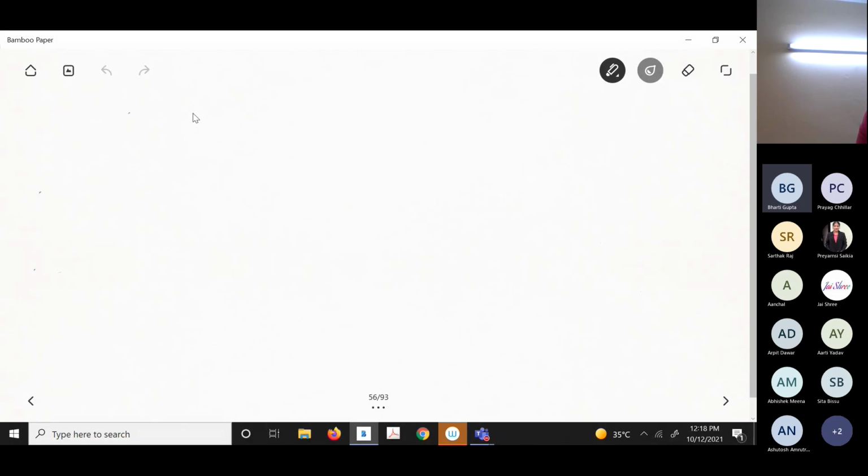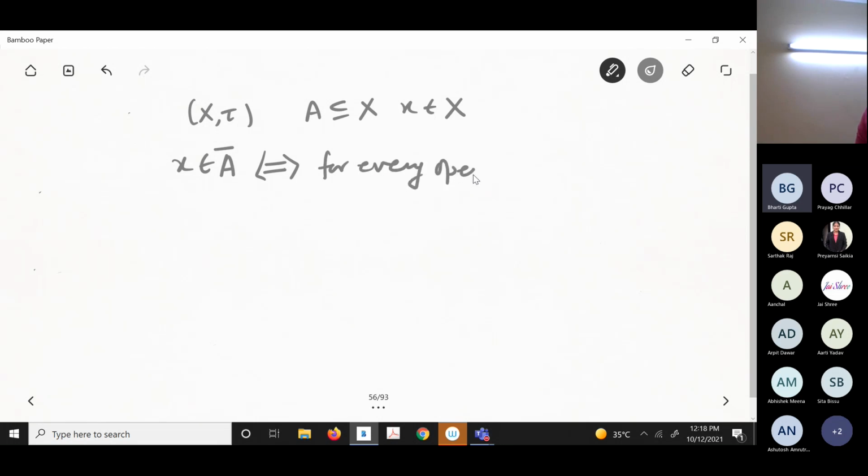Remember that if you have A a subset of X, and x belongs to X. Now look, I gave the idea of why you should define this. So x belongs to A bar, the closure point in a topological space, if and only if for every open set U containing x, U intersection A is not equal to phi, that means they intersect. That is the thing, every open set.